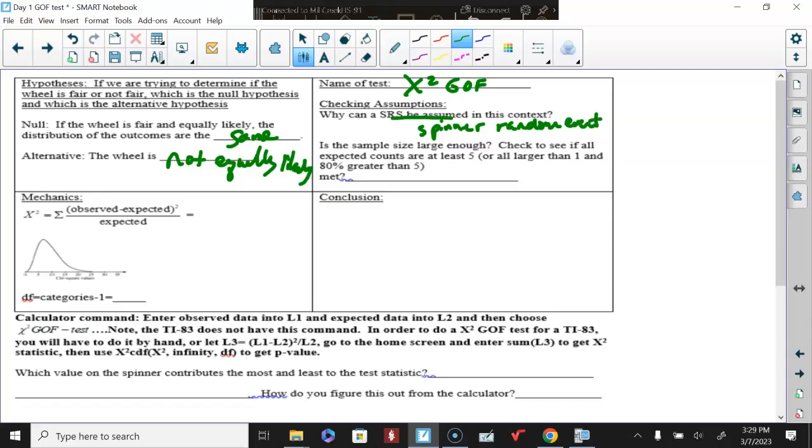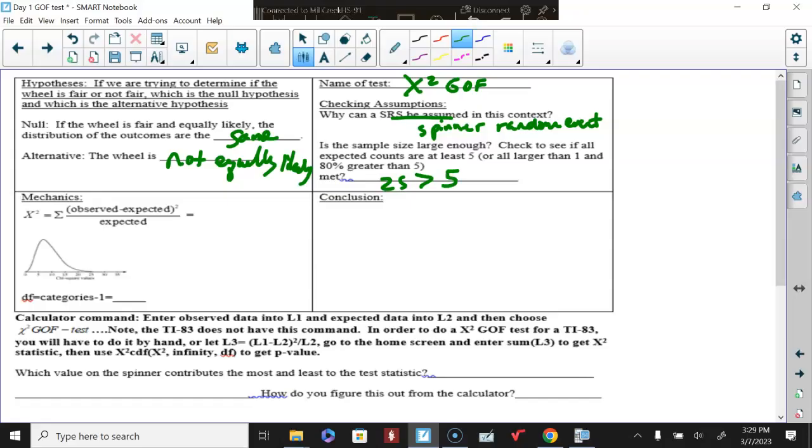So we can assume it's a simple random sample unless we have evidence to say it's really not random. The next thing we have to check is our sample size. Is it large enough? So we go back to the expected counts, and our expected counts were all 25. So remember, we listed all the expected counts. Each one was 25, and we make sure it's bigger than the number 5.